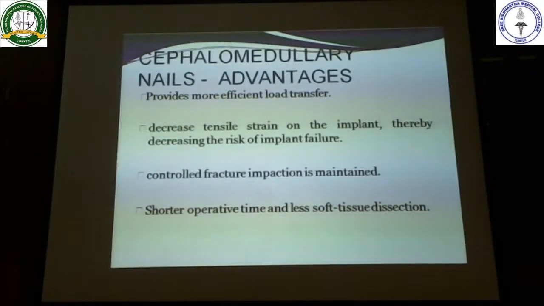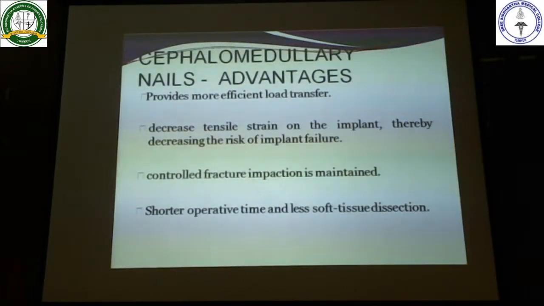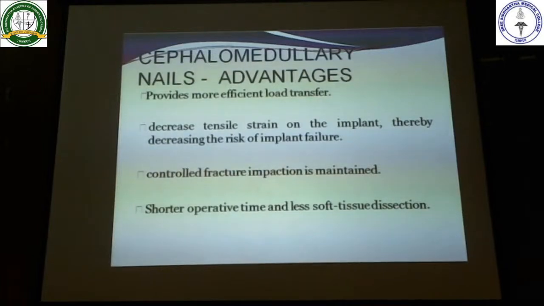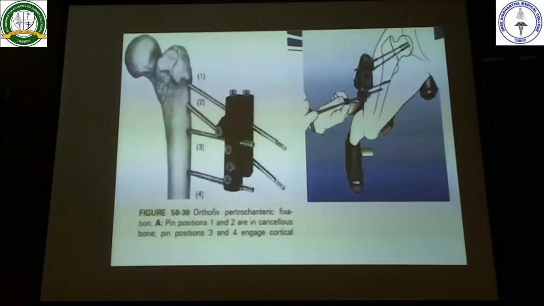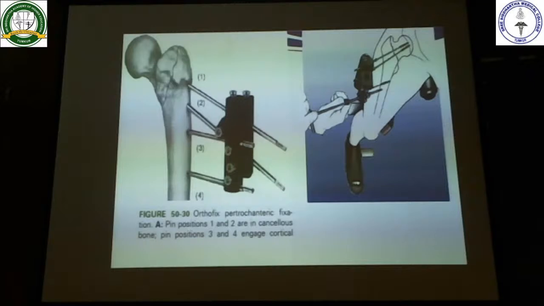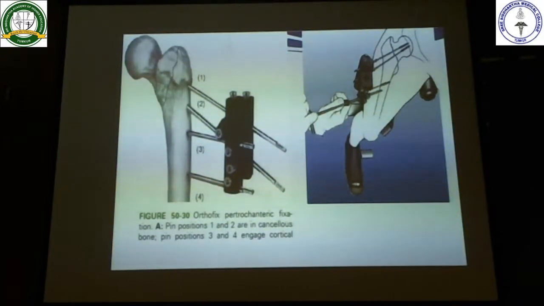The cephalomedullary nail has certain advantages over the previous ones, that is, fixed angle and compression plates we discussed earlier. It provides more efficient load transfer, it decreases the tensile strain on the implant, it gives a controlled fracture impaction, and it usually gives you shorter operative time and less soft tissue dissection. So these are the advantages of a cephalomedullary nail used in specific conditions. Otherwise, you can always go for internal fixation using DHS or PFN, the proximal femoral nail, which are the two most common implants used nowadays for IT fracture.